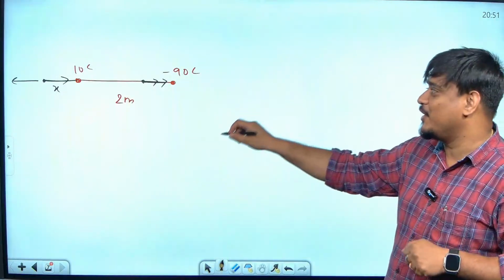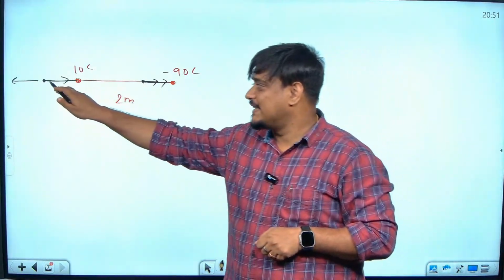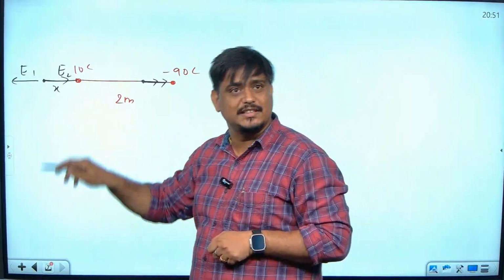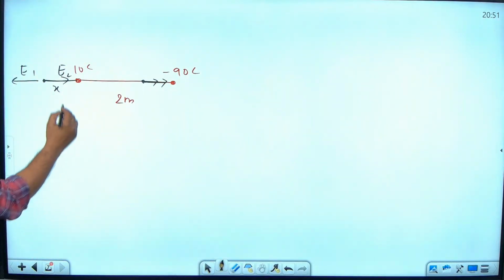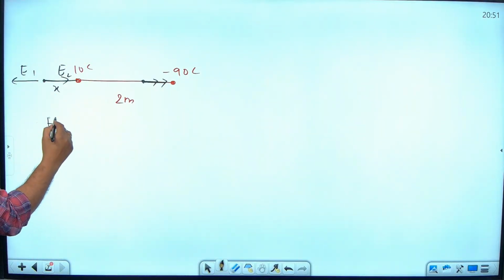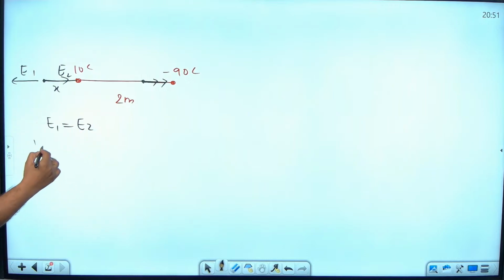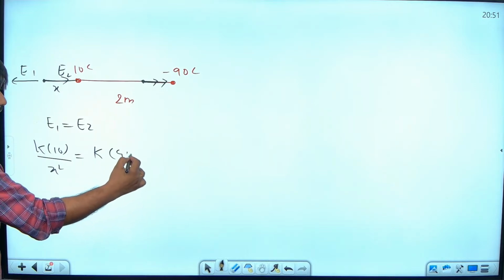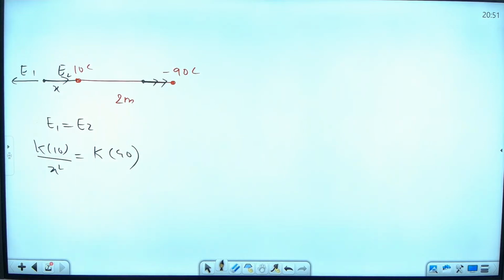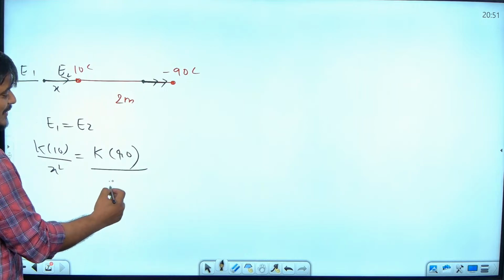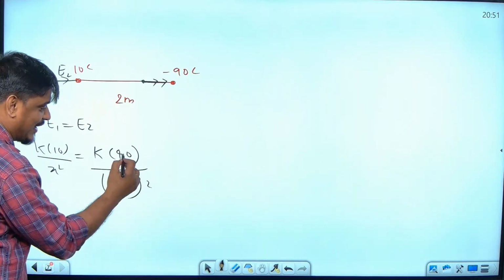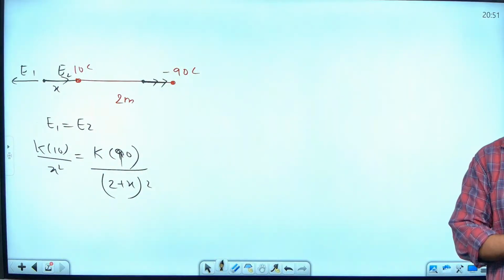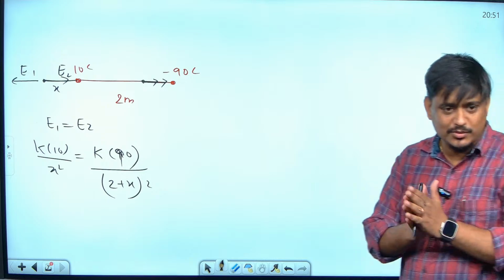So if this question comes, what will you do? For x distance, the electric field due to the 10 coulomb charge will be in this direction, E1. E2 is in the opposite direction, isn't it? For the electric field to be 0, E1 must be equal to E2. What is E1? K into 10 by x square is equal to K into 90 by (2 plus x) the whole square. When you solve this, you will get the value of x. Is it clear to you?